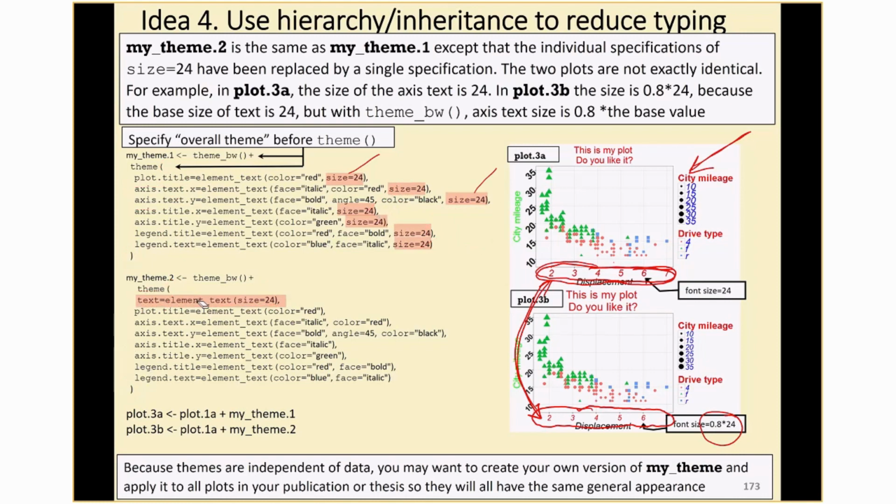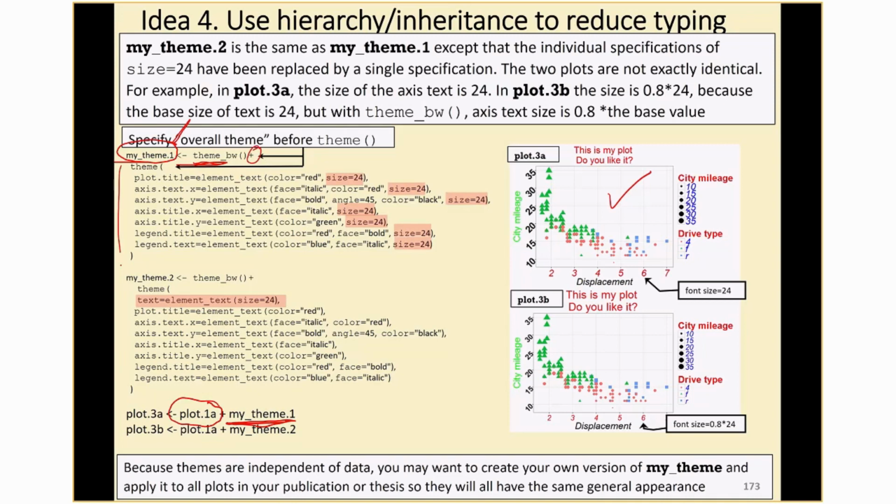But there's something that's far more important that's happening in this slide. What's far more important is that if we look at how we produce this plot, how do we produce this plot? We started off with plot 1A, and that was a very old plot that we produced, and we added to it something called My Theme 1. What's My Theme 1? Well, My Theme 1 was specified up here, and it's an object that consists of theme black and white, added to it all these thematic components. And so that's what produced plot 3A.